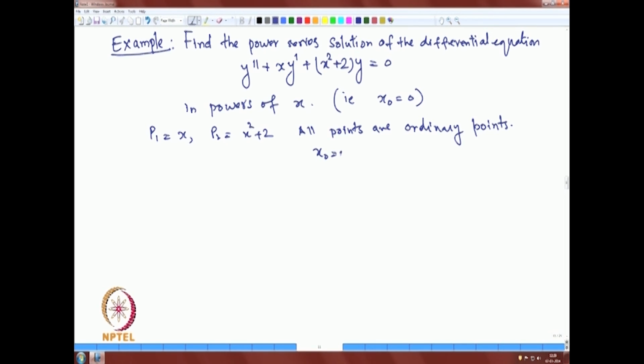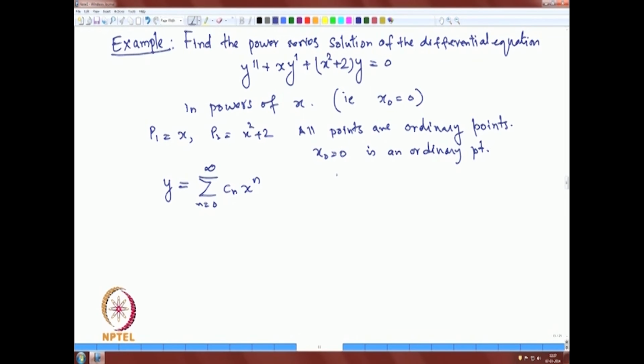So, x0 equal to 0 is an ordinary point. Therefore, by the existence theorem, there exists a power series solution, two linearly independent power series solutions of the form summation Cn x to the power n. So we look for a solution y equal to summation Cn x to the power n, n goes from 0 to infinity. This is guaranteed by the existence theorem.